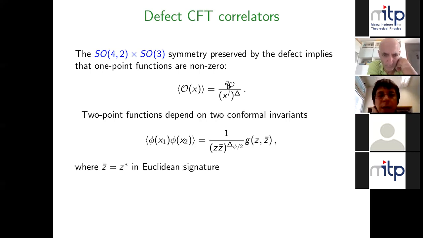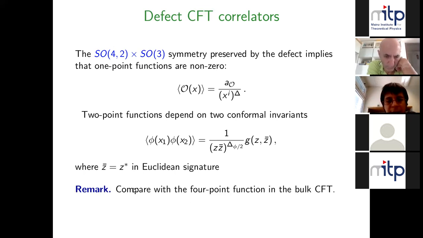2-point functions are not fixed by kinematics, but they depend on two invariants, which I'm calling Z and Z bar. And here you can see again what I already announced, that this configuration, 2-point functions in the presence of a defect, is kind of similar to 4-point functions in standard CFTs.